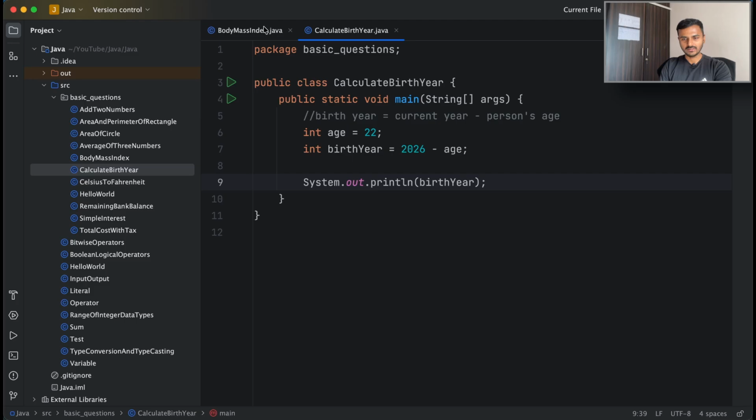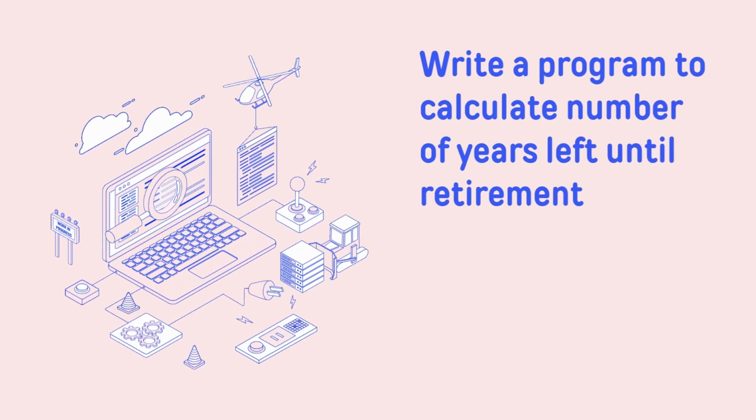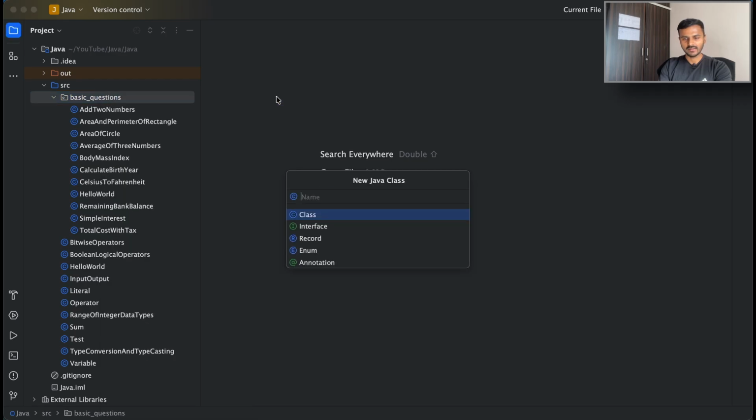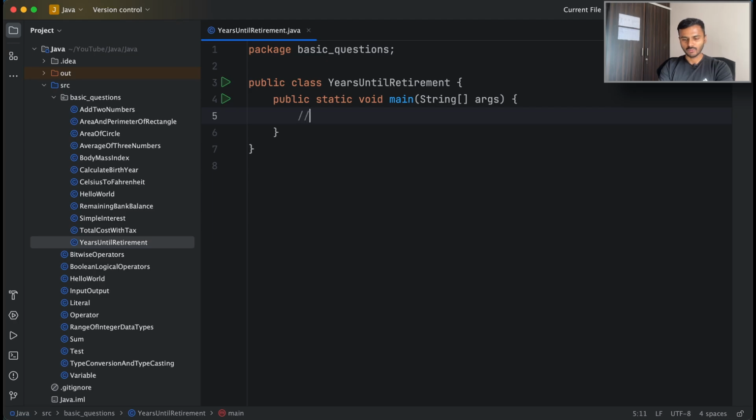Moving to the next question, where we are going to find the number of years left for a person to retire. For that, we will create a Java class and we will say YearsUntilRetirement. Here we'll say public static void main. Now what we need to do is calculate the number of years until retirement. And what is that going to be? Well, we will need to know the age at which a person retires. So let's take that to be a fixed value, 60.